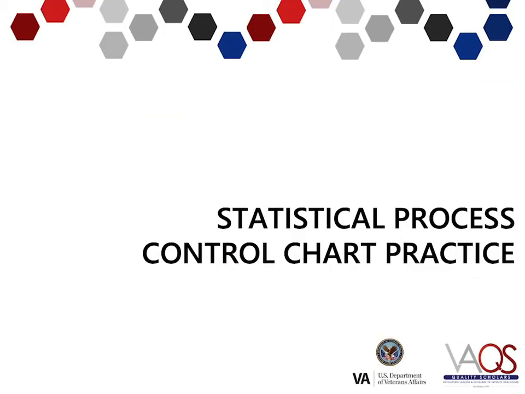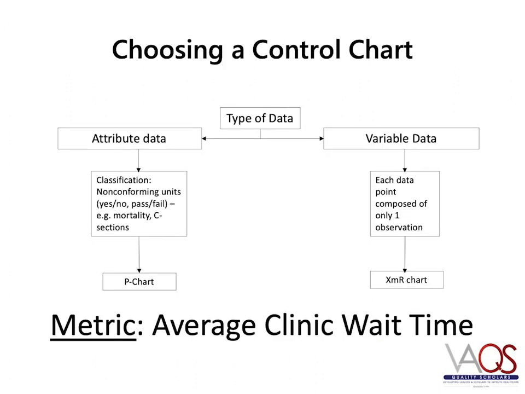Next, we are going to go through a few examples of statistical process control charts. Imagine you are working in a clinic and are interested in the average amount of time patients spend waiting for their appointment. Your first step is to determine which type of statistical process control chart is appropriate for your data. Take a moment and decide which chart you would choose for this data.